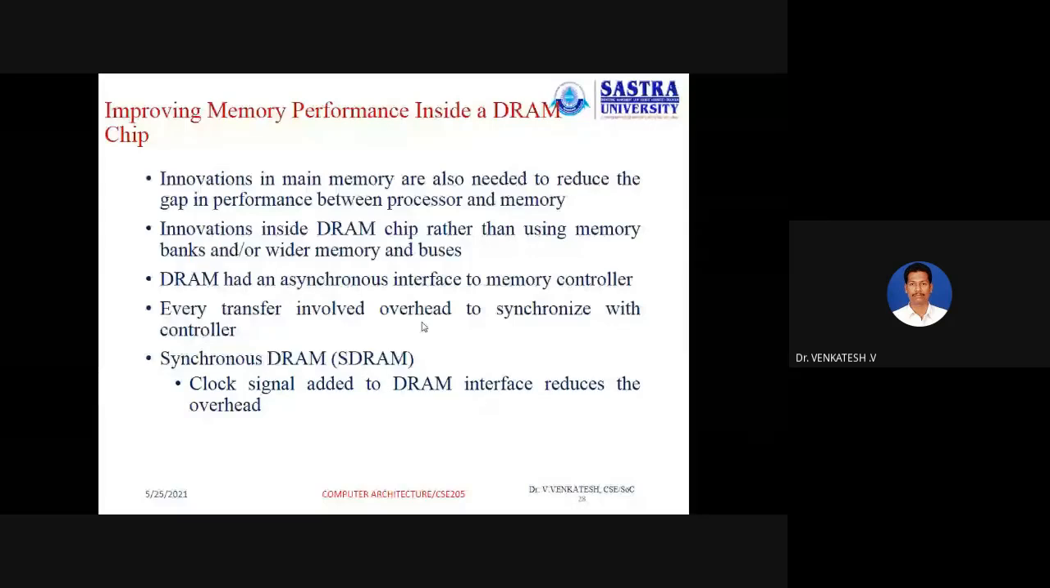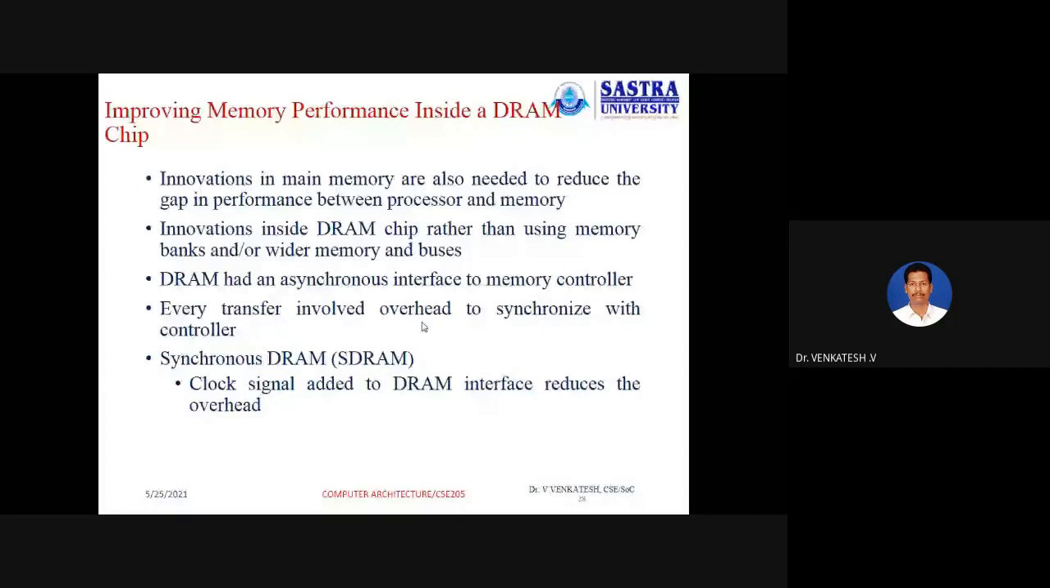Whenever we use an asynchronous interface, a speed mismatch occurs. In order to avoid that, we have improvements. What is the improvement? Every transfer involved overhead to synchronize with the controller. So a synchronized clock signal is added to the DRAM interface to reduce the overhead. After that, this DRAM is called synchronous DRAM.